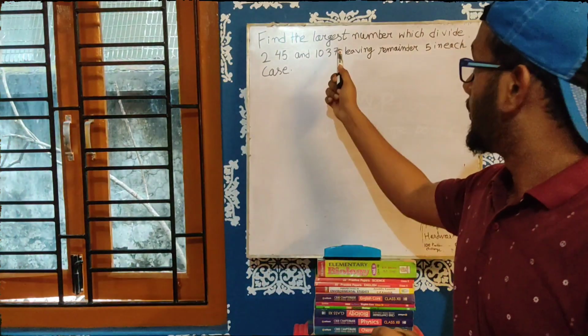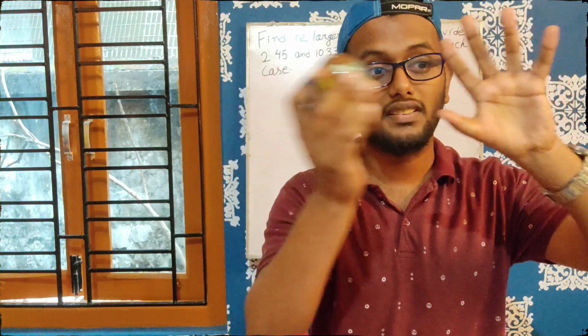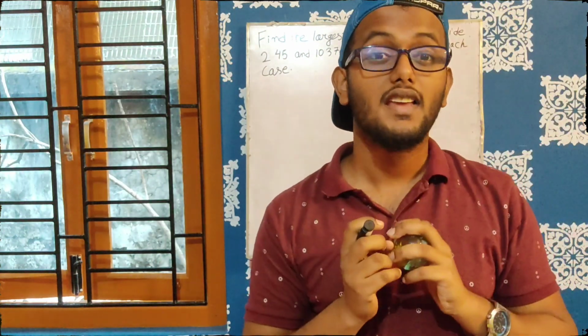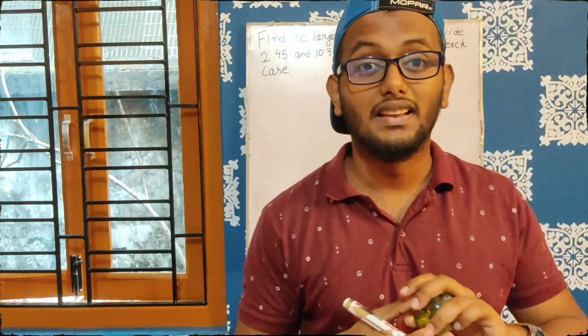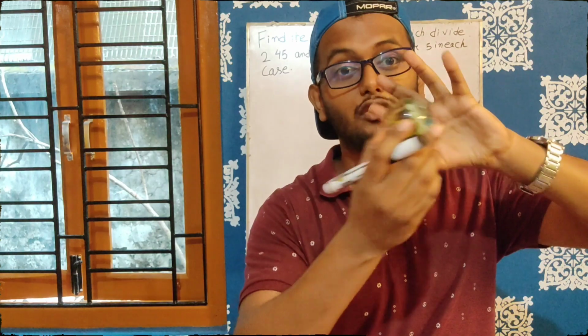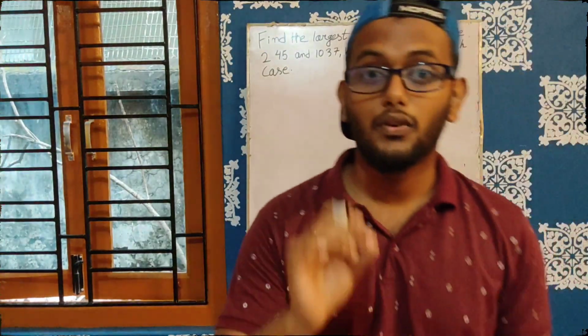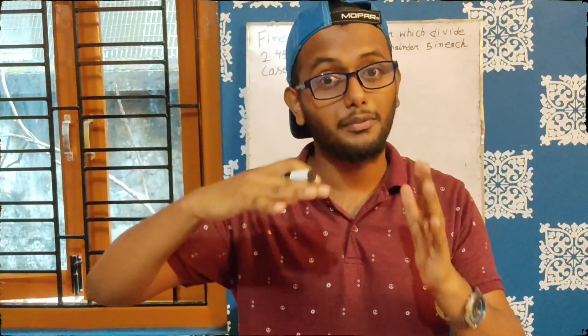Similarly, 1037 is there. Let's say this one is the largest number. If this number divides 1037, we are getting remainder 5 again. This means if we subtract 5 from 1037, then the number which we will get will easily be divisible by that largest number, and we will not get any remainder. So how are you going to solve this problem? In the fourth type of successive division method, these are the problems, and there are various types of such problems.